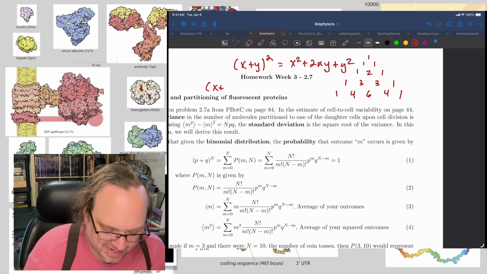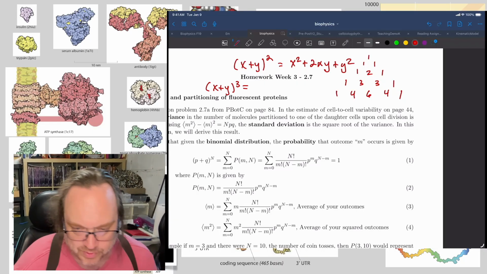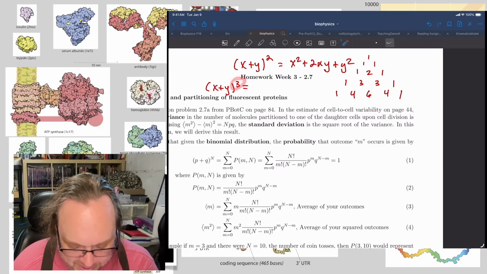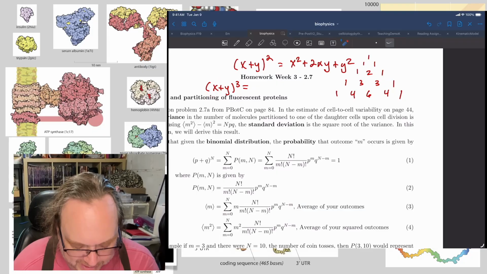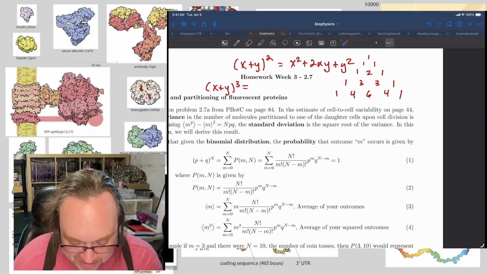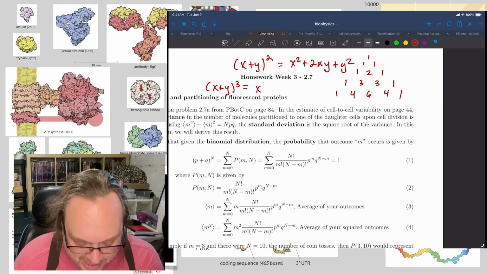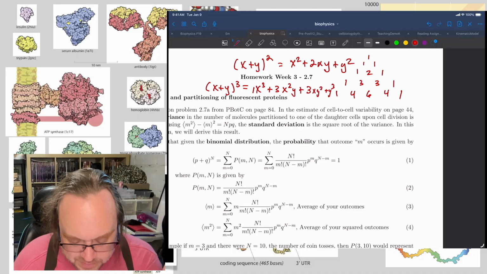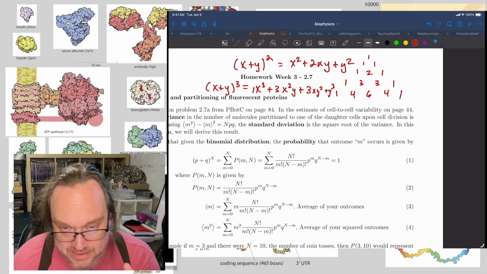Well, now what if I have x plus y to the third power? Well, we know that when we multiply those all out, the largest single power we're going to get is the 3. And so we're going to get an x cubed. And that's going to follow this trajectory right here on this row. So that's going to be x cubed, there's only one of them, plus 3x squared y, plus 3xy squared plus y cubed. Now, I hope that that's clear.